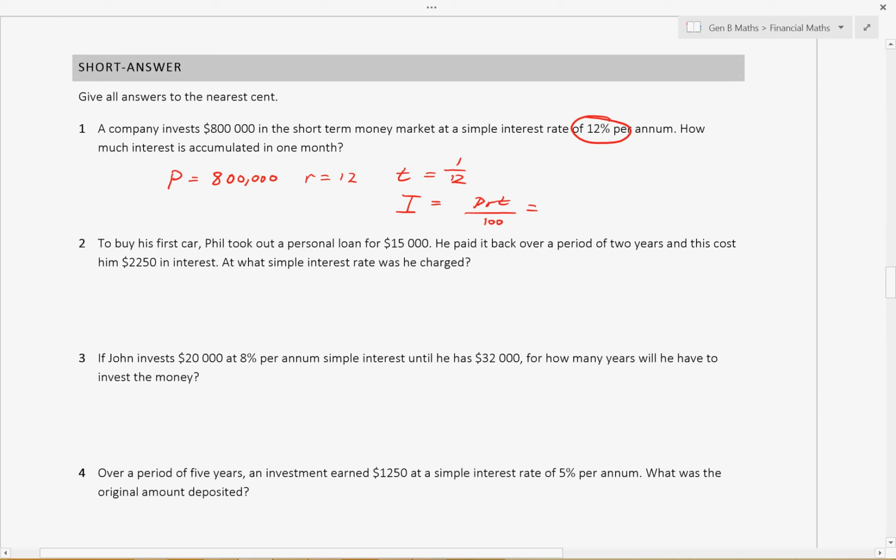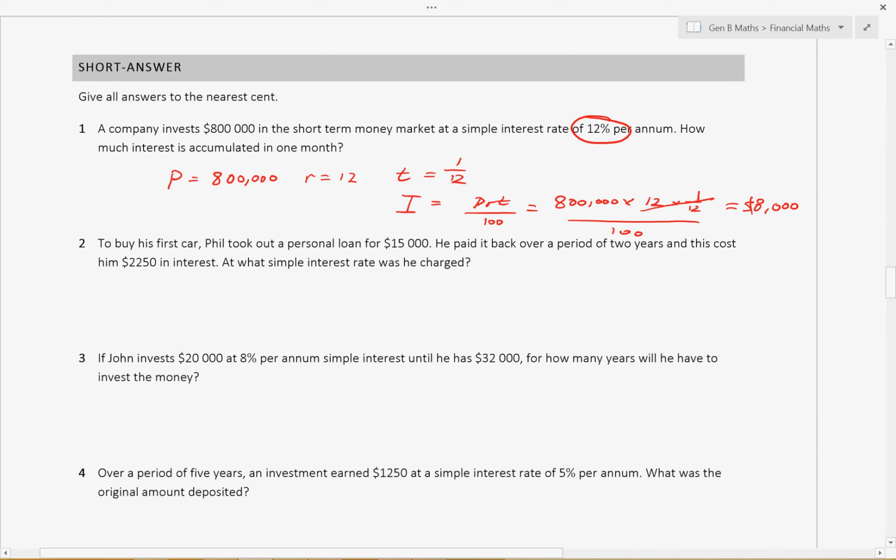And that is equal to, just put our numbers in there, 800,000 times the rate, which is 12, times 1/12 over 100. Now, that's going to be quite convenient because 12 times 1/12 is just going to be times 1. 800,000 divided by 100 is going to be what? $8,000. So we can work that out without a calculator, hopefully. And so that's how much you earn in a month.